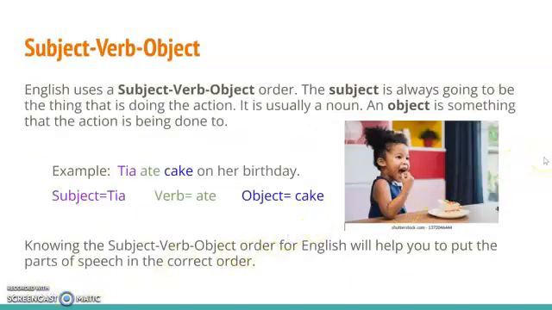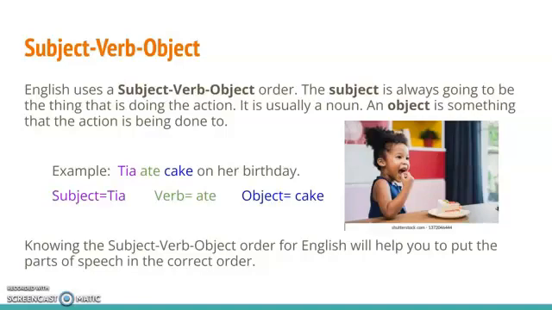Another important thing to remember in English is that English uses a subject, verb, object order when we're writing sentences. This is going to help you keep everything in your sentence organized. When we talk about a subject, that's the thing that's doing the action. It's usually a noun, but it doesn't always have to be. And then the object is the thing that the action is being done to.